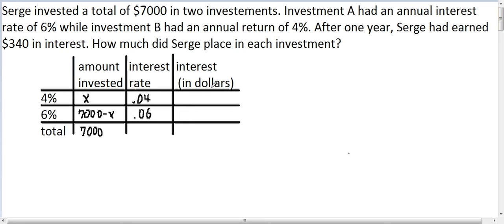Then the interest earned for each of the investments is X times 0.04 for the 4% investment, and 0.06 multiplied by the difference, 7,000 minus X. We're also told that the total amount of interest that Sergey earned is $340. So if we add these two numbers together, we should get 340.